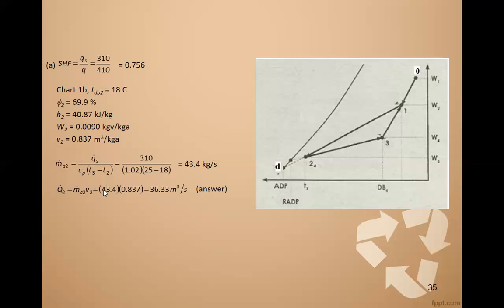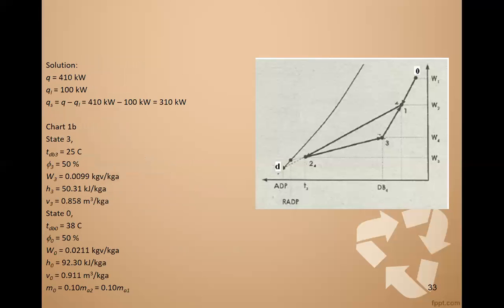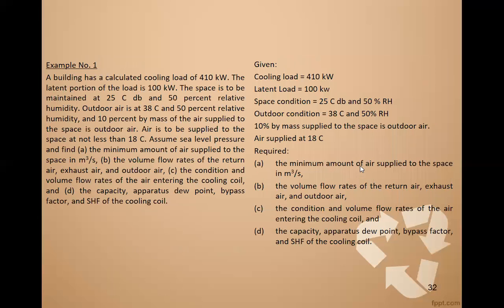Then, the flow rate now at state 2, Q sub 2, is equal to MA2 times V sub A2, which is 43.4 times 0.837, which is 76.33 cubic meter per second. That is state 2. This is what enters the room. So, provided by space.